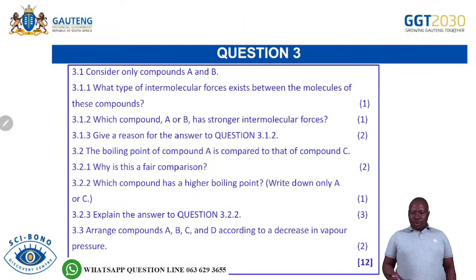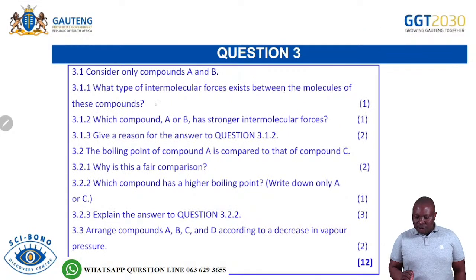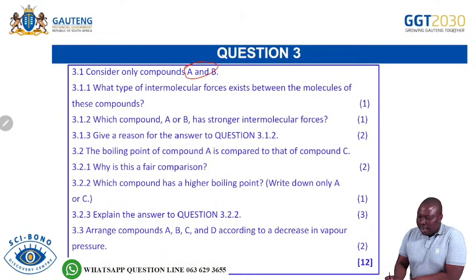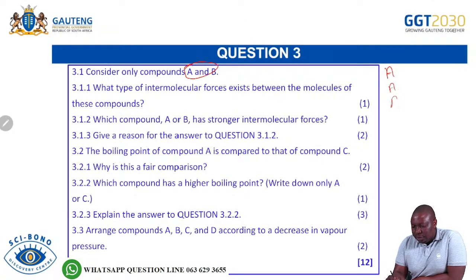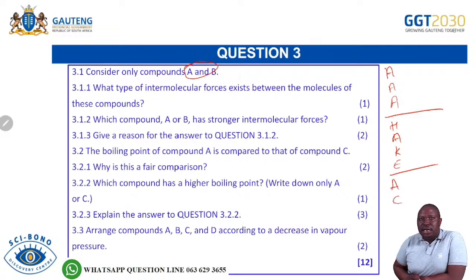Now, if we look at the questions that are asked: what type of intermolecular force exists between the molecules of these compounds? So they are asking questions on A and B. Remember, when I started, I said we do 9 homologous series, which is alkanes, alkenes, and alkynes. I said we do haloalkanes, aldehydes, ketones, and esters. I said we do alcohols and carboxylic acids. So what we have to remember at all times is that the alkanes, the alkenes, and the alkynes have what we refer to as London forces.